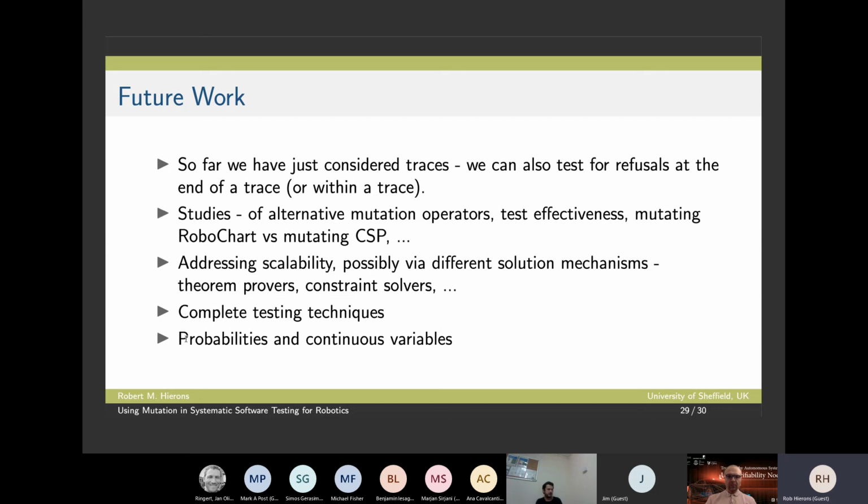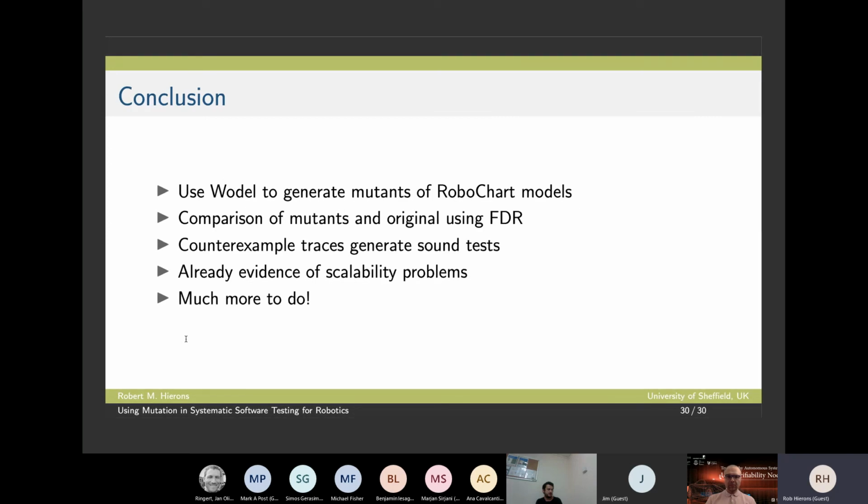Jim's looking at probabilities, and that will feed into this. Okay, so a very quick run through the high-level approach. The approach overall is we use this language and model to generate mutants. The mutants represent potential faults in an original model. We generate the mutants, and then pass them to RoboTool.